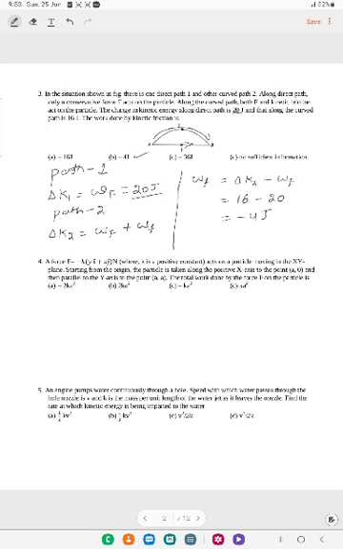So problem number 4. A force F equals minus k (y i plus x j) newton, where k is a positive constant, acts on a particle moving in the xy plane. Starting from the origin, the particle is taken along the positive x-axis to the point (a, 0) and then parallel to the y-axis to the point (a, a). The total work done by the force F on the particle is?